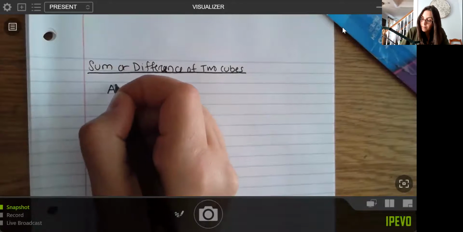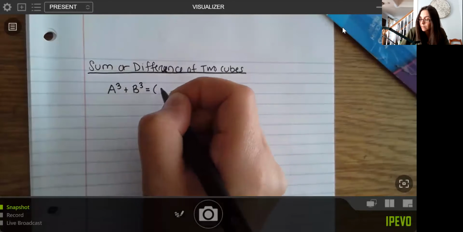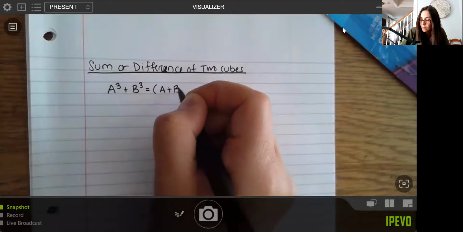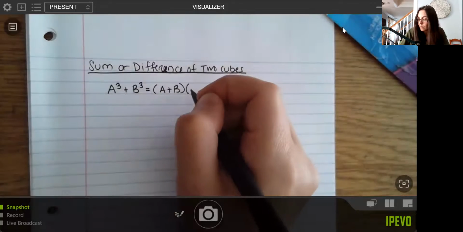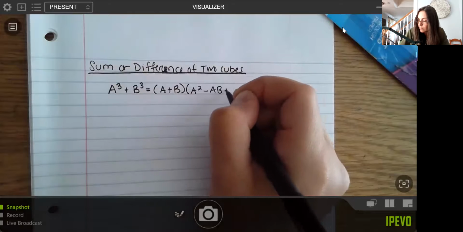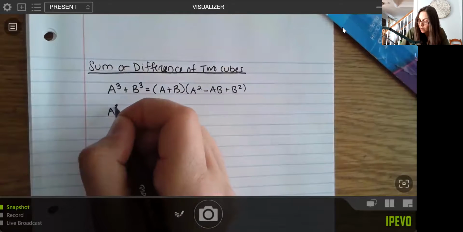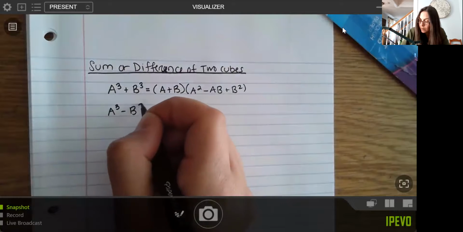So the sum looks like this. And then the difference formula looks like this.